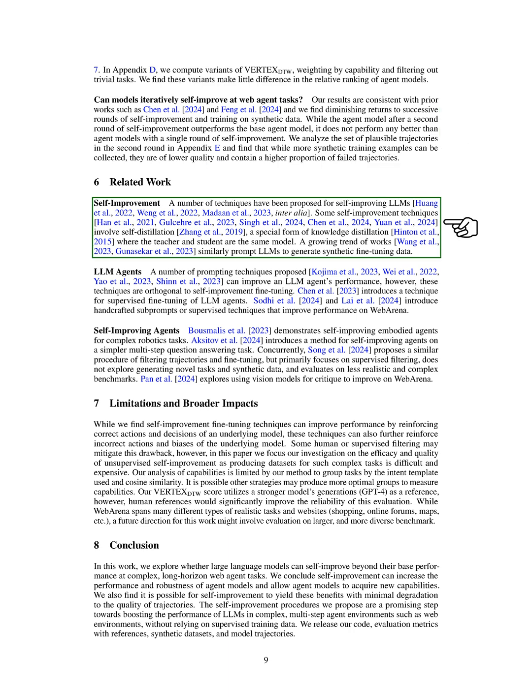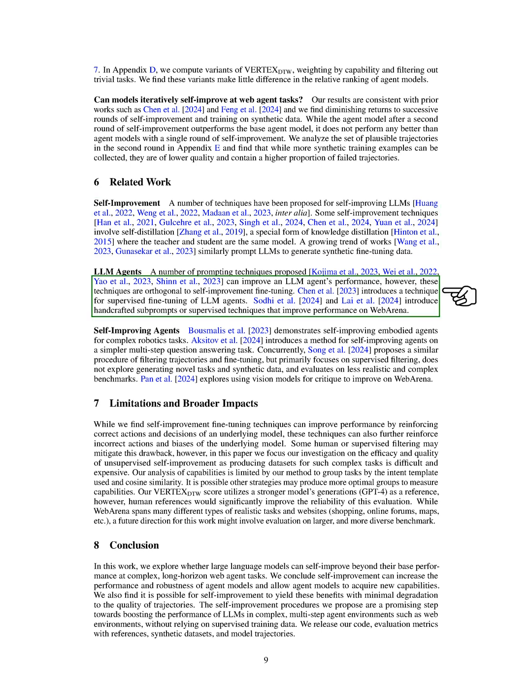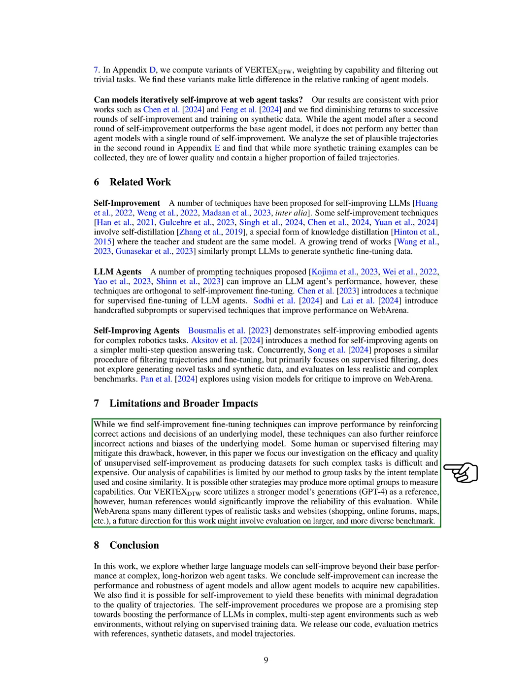Various techniques have been proposed for self-improving language models, LLMs, including self-distillation and generating synthetic fine-tuning data. These methods can enhance an LLM agent's performance, although they are distinct from self-improvement fine-tuning. Some approaches focus on supervised fine-tuning or handcrafted subprompts to enhance performance on tasks like WebArena. While self-improvement fine-tuning techniques can enhance model performance by reinforcing correct actions, they may also reinforce incorrect actions and biases. Human or supervised filtering could help mitigate this issue, but our current investigation concentrates on unsupervised self-improvement due to the complexity and cost of generating datasets for such tasks.